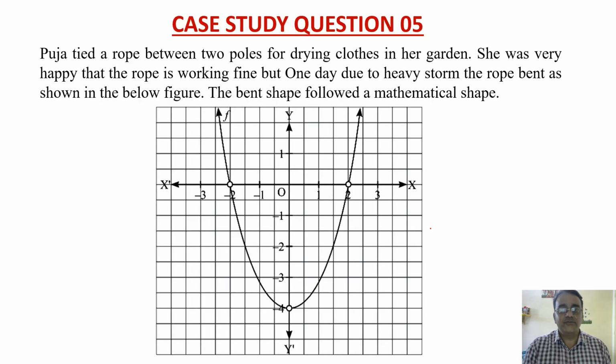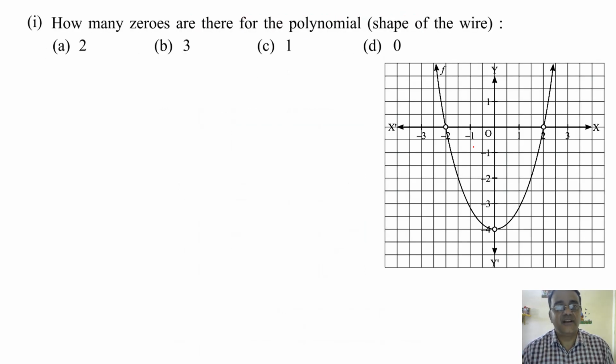Now we are moving toward the next case study, question number 5. Pooja tied a rope between two poles for drying clothes in her garden. She was very happy that the rope was working fine, but one day, due to a heavy storm, the rope bent as shown in the figure below. The bent shape followed a mathematical shape. Based on this figure, there are a few questions. Let us start. How many zeros are there for the polynomial? 2. Right. The correct option is A.